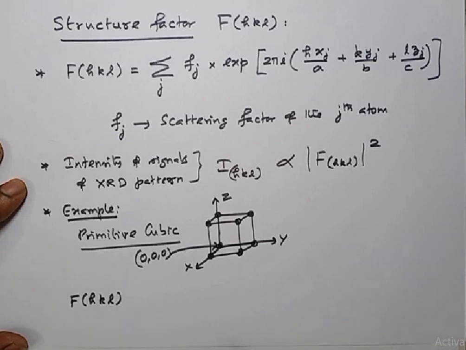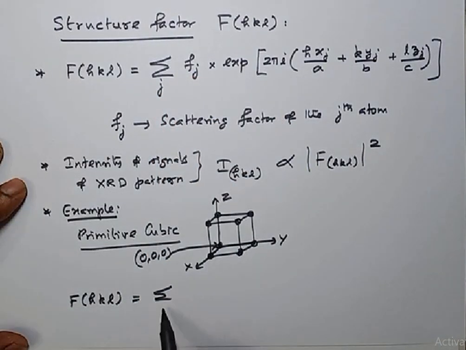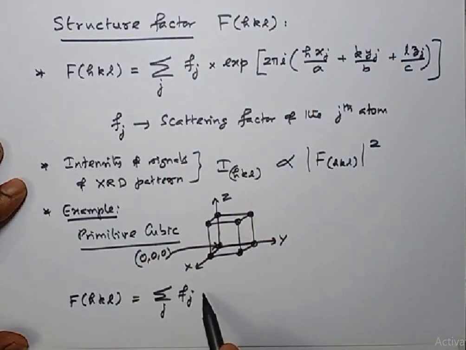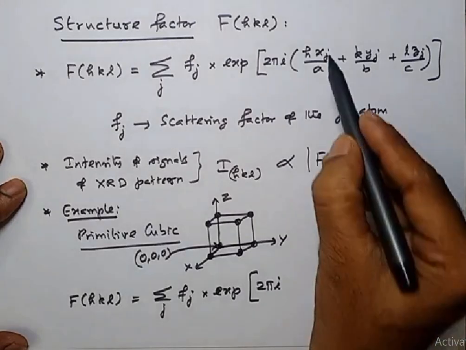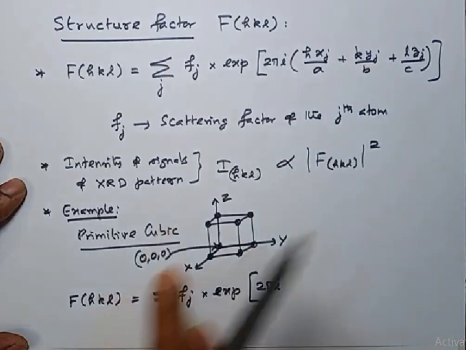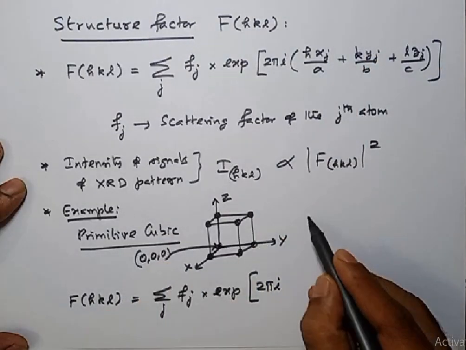Okay, let me write the general formula first. F of HKL equal to, we should take the sum over j of Fj. Let me write this expression first, then I'll show you. Into exponential, observe carefully, 2 pi i, everything is good. Now xj value, yj value, zj value, all are 0 in this case.